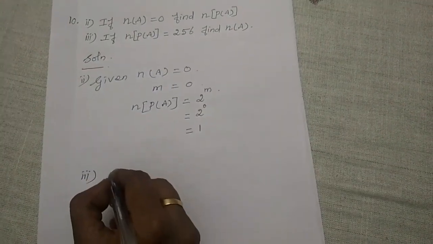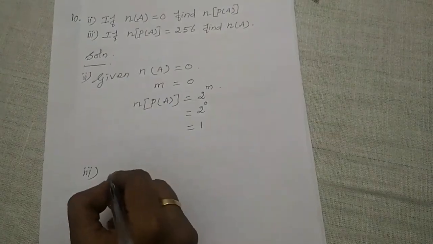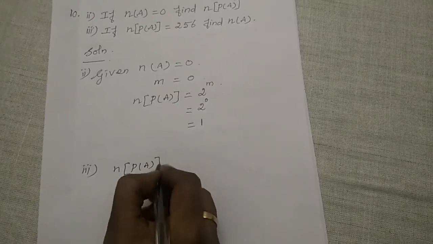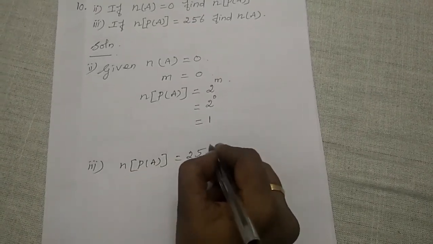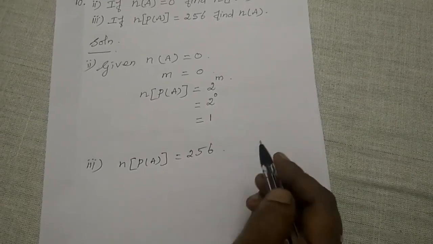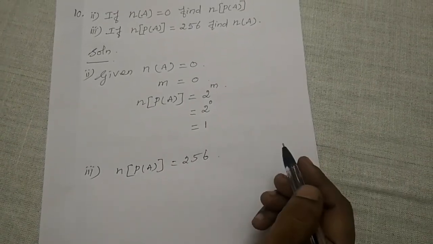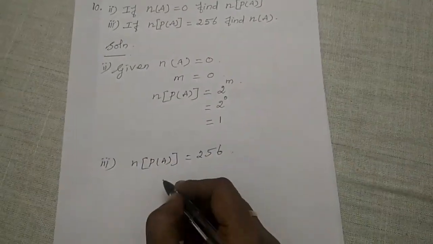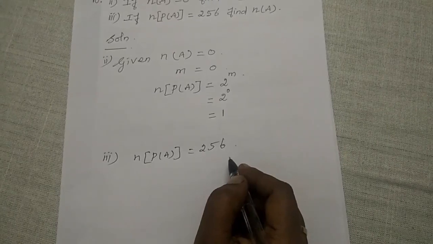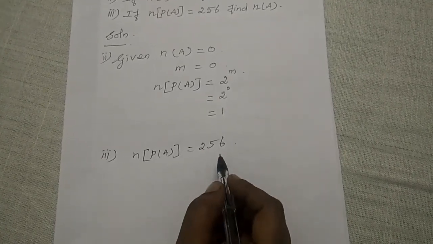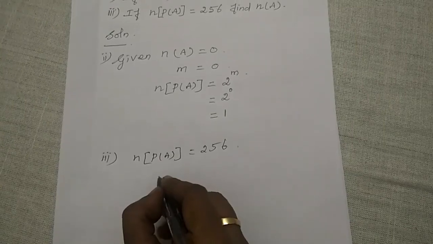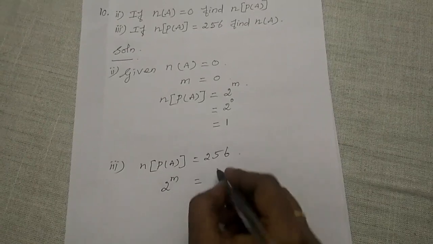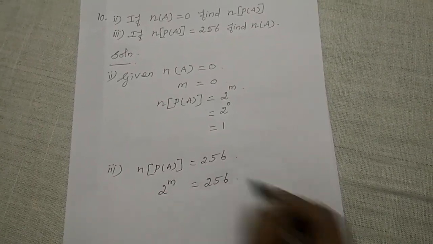Here given, n of P of A is equal to 256. Then find n of A, the number of elements. Number of subsets is given. What's the formula for the number of subsets? 2 power n is the formula. Then 2 power n is equal to 256.